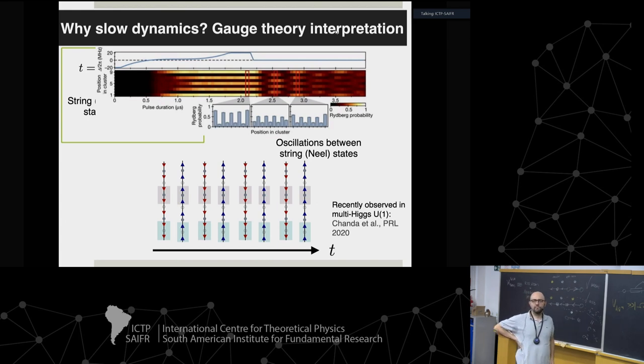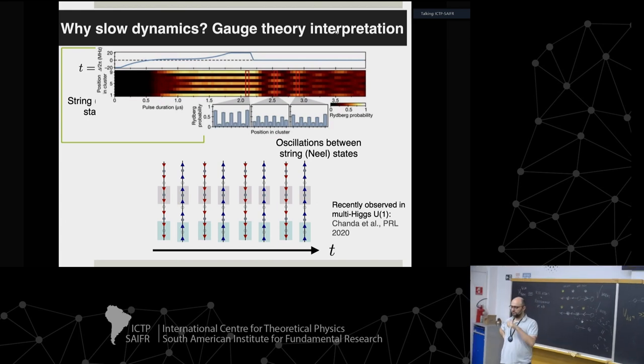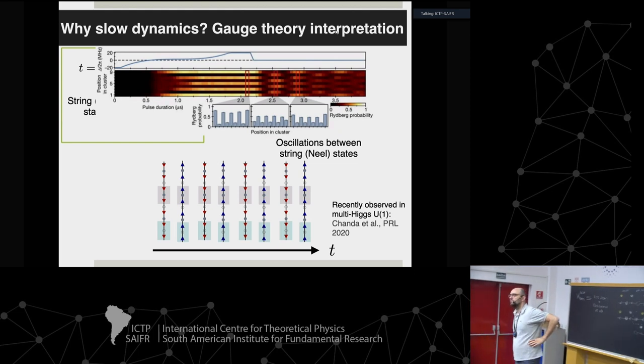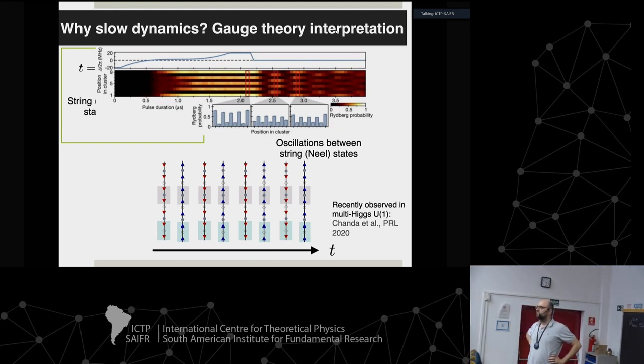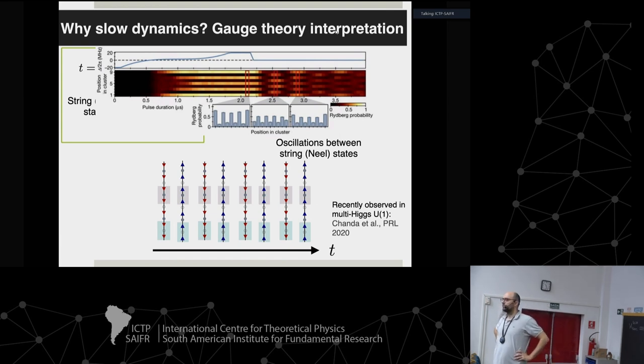So by slow dynamics, you mean that it's not thermalizing quickly? Yes. Okay, and then just to understand this field theory argument, how can we assume that the mass is equal to zero in this case? Because I see that you start with a single well and start oscillating, but wasn't the parameter in the experiment, the mass term, not zero?